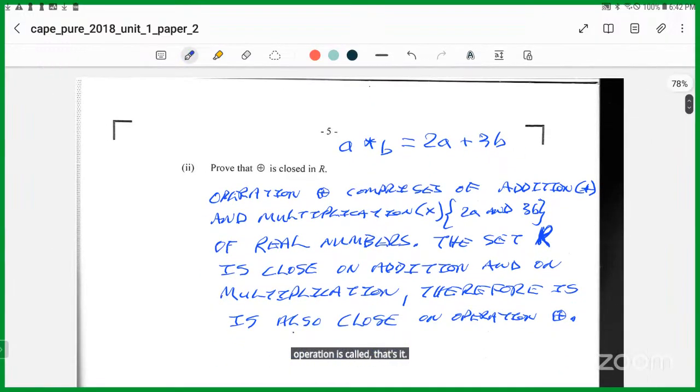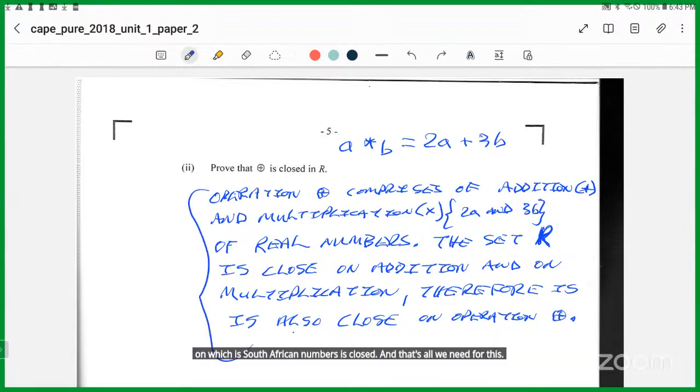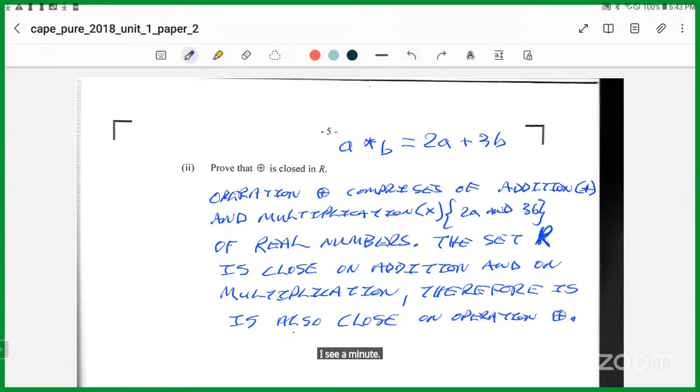As a logical statement: this operation star comprises of addition and multiplication of real numbers, and the set of real numbers is closed with respect to addition and multiplication. Then the set of real numbers must also be closed on this operation, because the operation comprises of other simpler operations, the addition and the multiplication, on which the set of real numbers is closed. And that's all we need for this statement. We don't need to do any mathematics to prove it. That is it. Are we good with that?